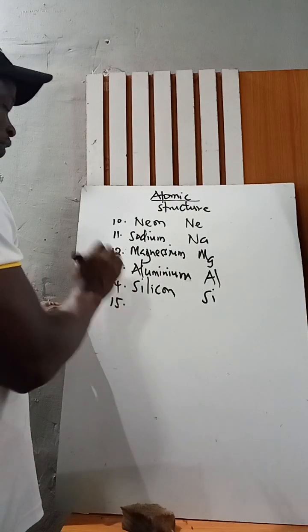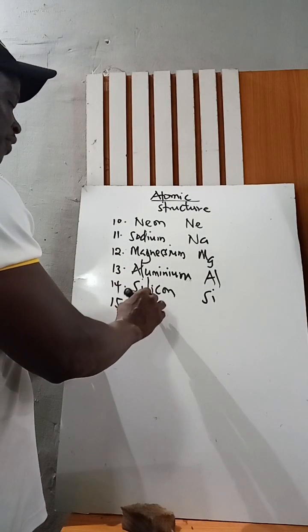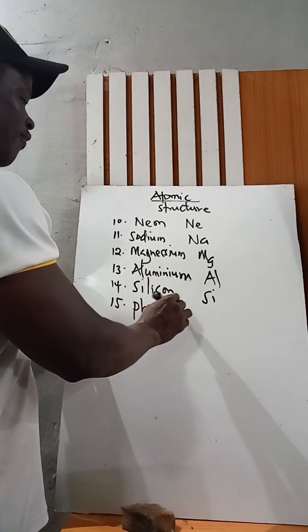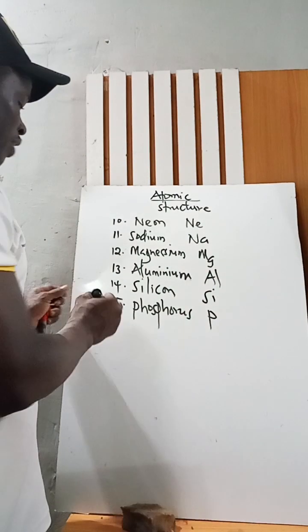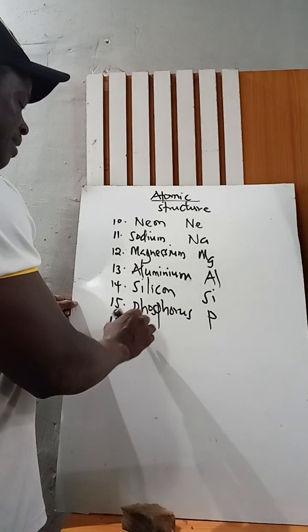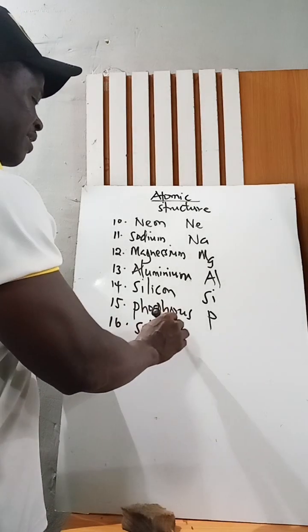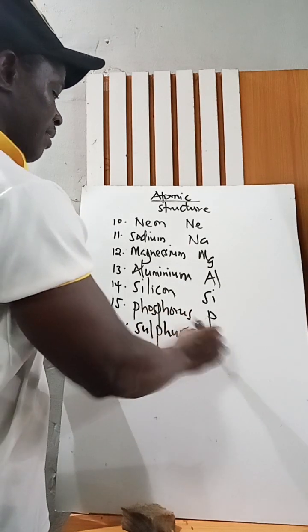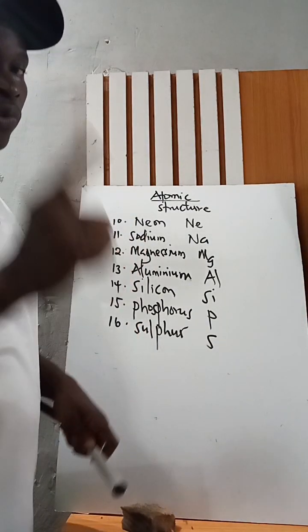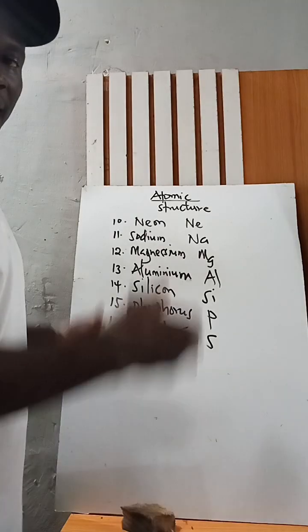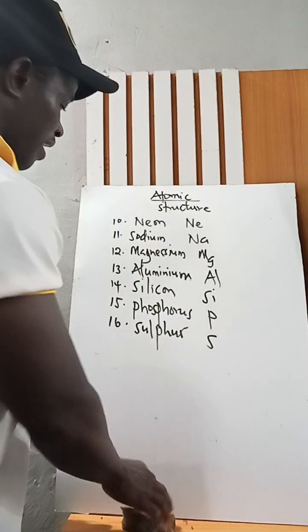What's element 15? Element 15 is phosphorus, and the symbol is P. What's element 16? Element 16 is sulfur. The symbol is S. Now remember, all these numbers are known as the atomic number of the elements.